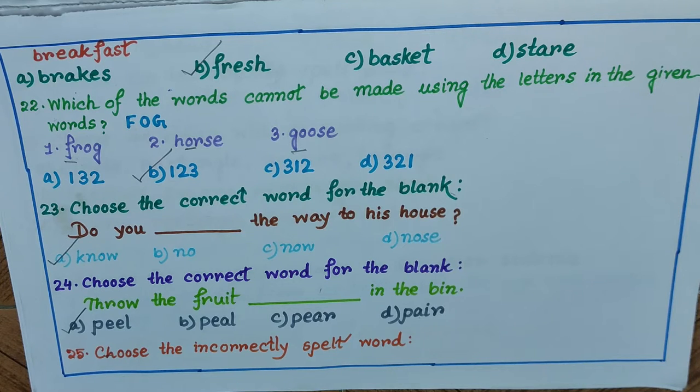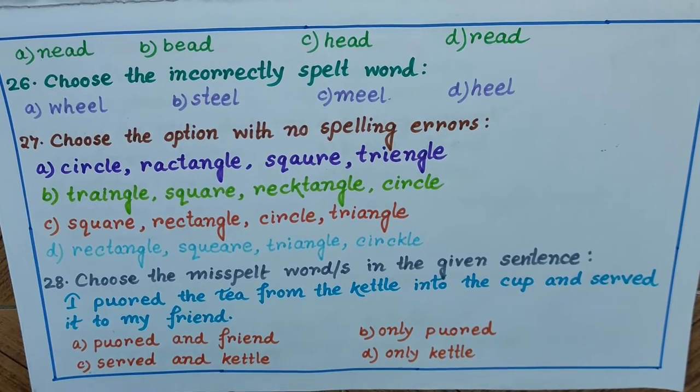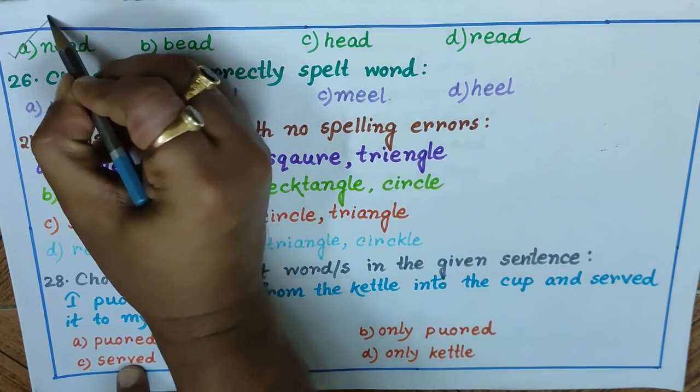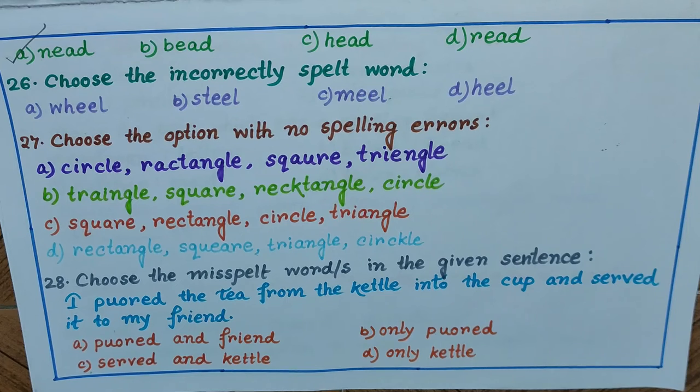Next question is 25. Choose the incorrectly spelled word, and the options are on the next page. So A, N-E-A-D, B, B-E-A-D, C, H-E-A-D, D, R-E-A-D. So bead, head and read are all correct spellings. N-E-A-D is the wrong spelling, so answer A is the right answer for us.